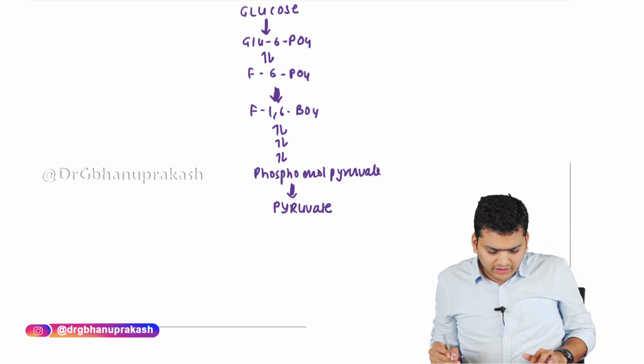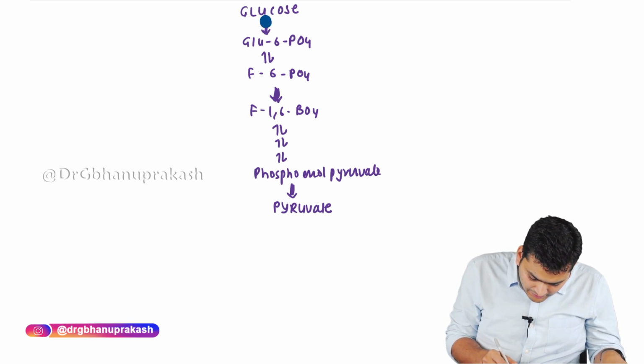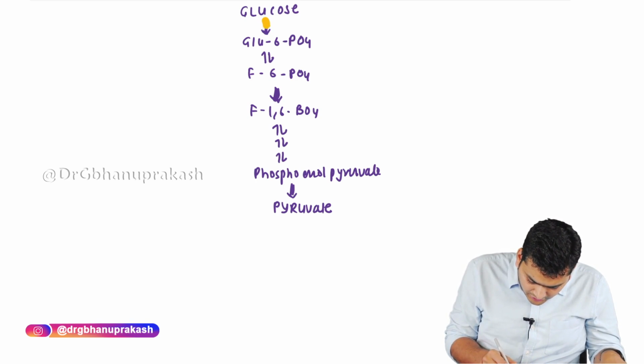Basically, these are the 3 irreversible steps in glycolysis. So let's highlight them with the yellow color. These are the 3 irreversible steps.